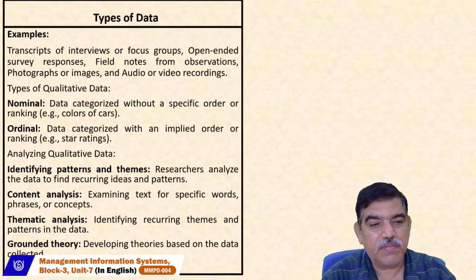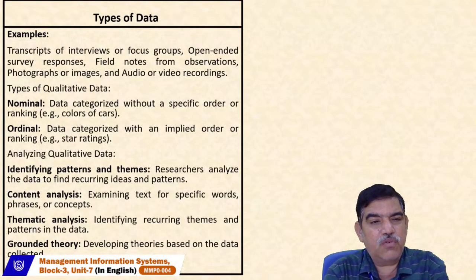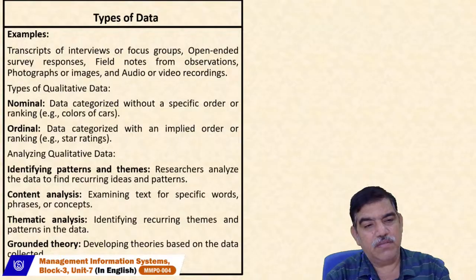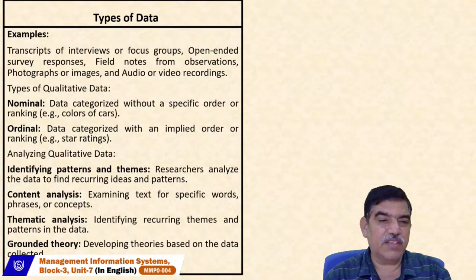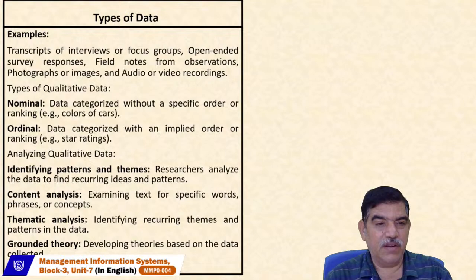So types of qualitative data. There are two types of qualitative data. One is nominal, another is ordinal. Data categorized without a specific order or ranking is known as nominal. An example is colors of the cars. Ordinal means what? Data categorized with an implied order or ranking. Example, star rating. Analyzing qualitative data.